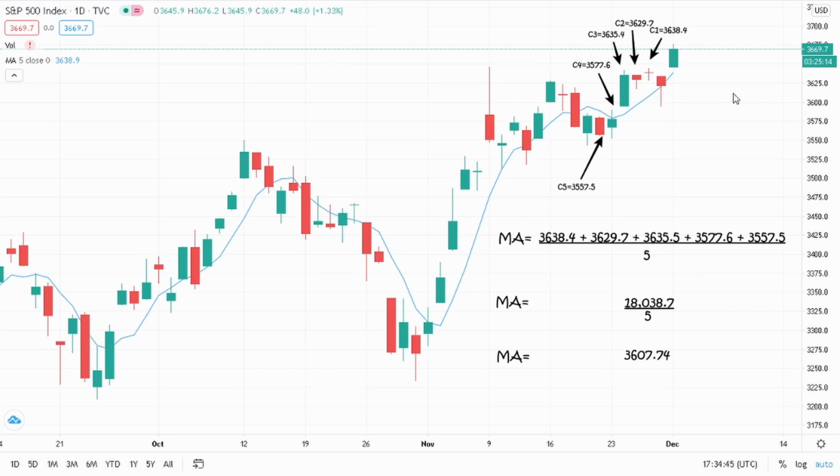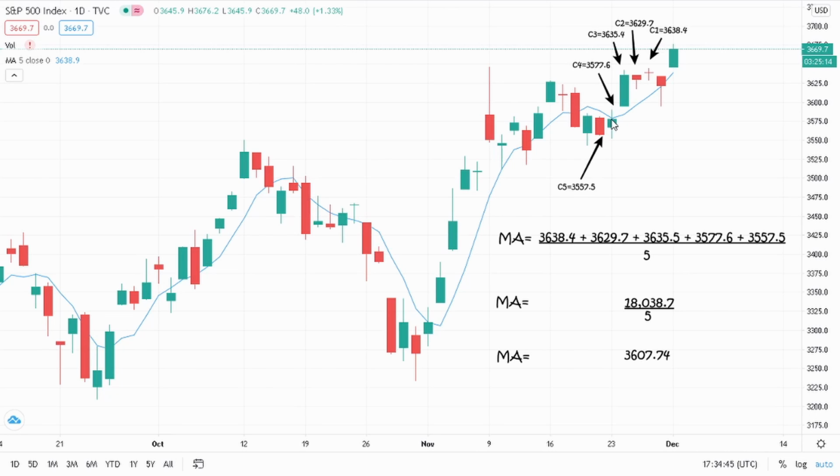So if you look here, that's going to line up with $3,607.74, and that's what all these points on the line are. These are all a 5-day moving average for their closing period. So this one right here will be the 5-day moving average for, I think, November the 23rd.